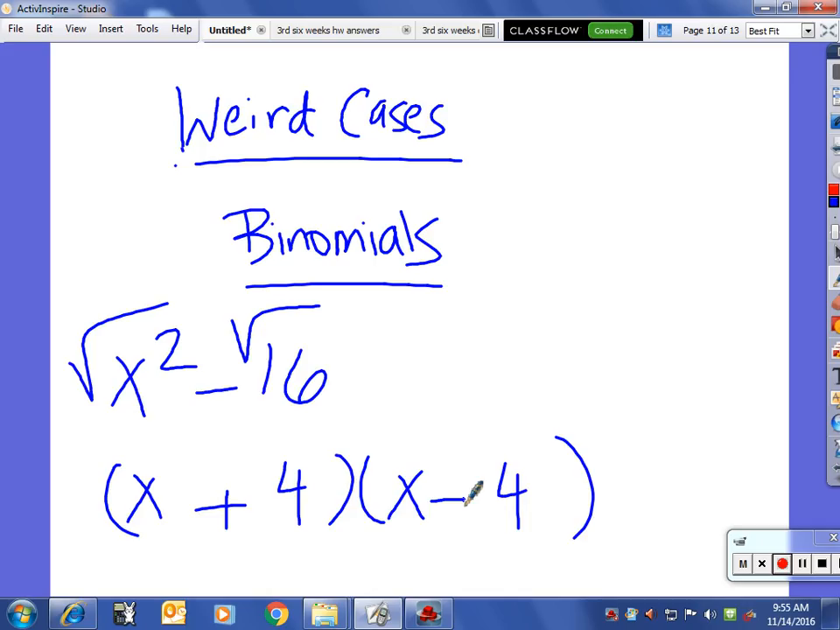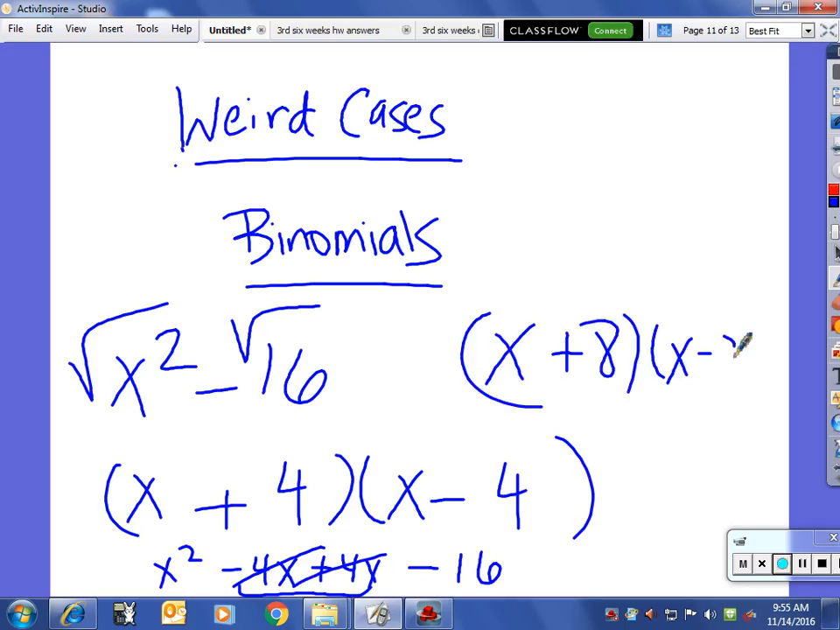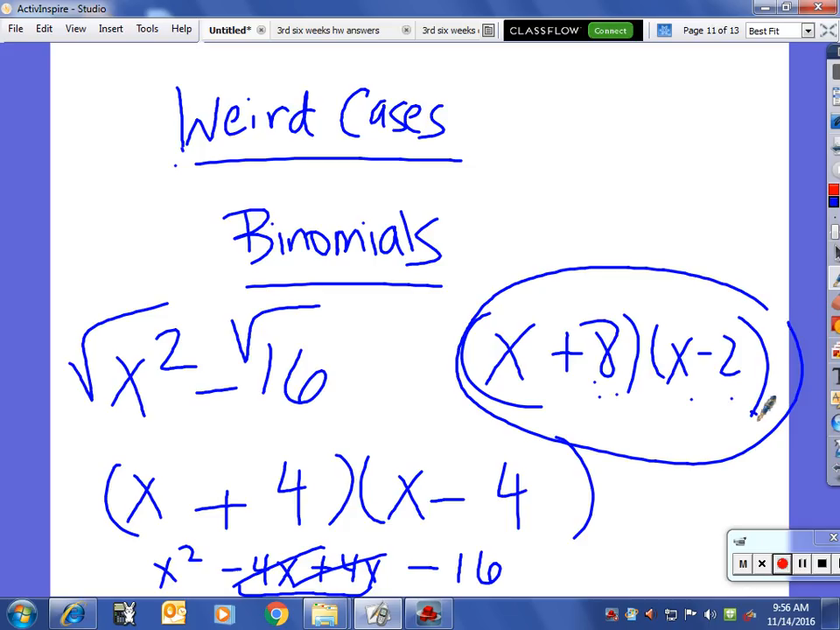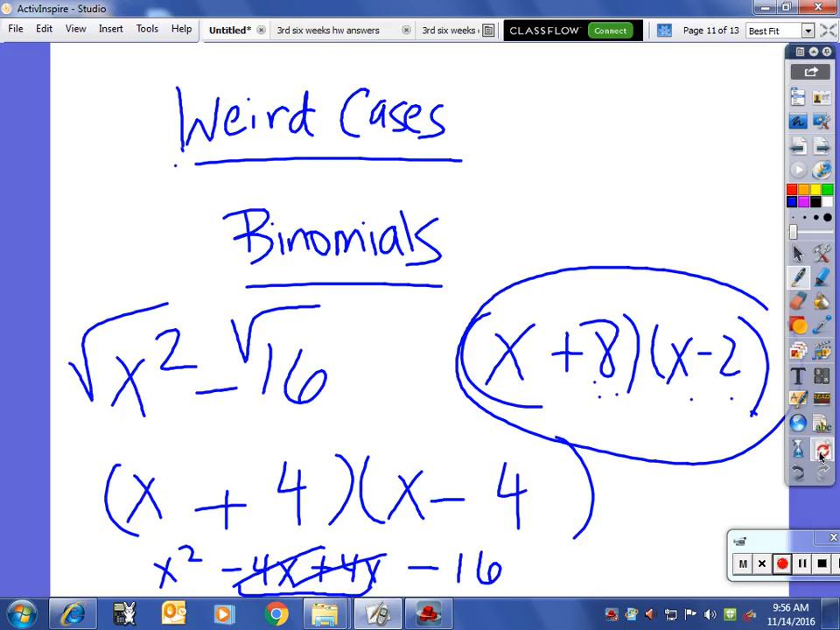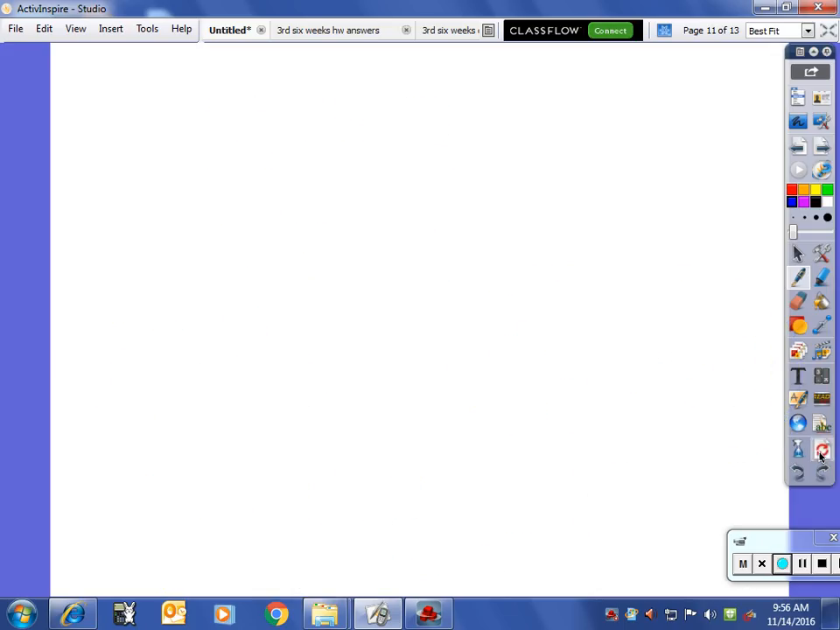And if you're ever not sure, multiply it back. You would get x squared minus 4x plus 4x, and then you'd get a minus 16 on the end. What happens to those two terms in the middle? They cancel out. But I saw all kinds of weird things on the quiz. I saw people doing x plus 8 and x minus 2 or strange stuff like that. That's not ever going to work. Why not? It would give me a negative 16, but would I get a 0 in the middle? No. Okay, so you've got to recognize those weird cases when you see them.